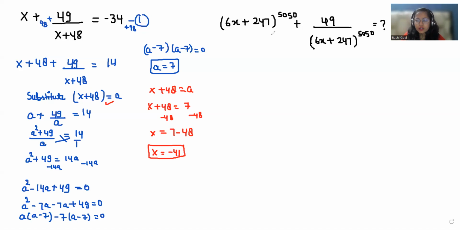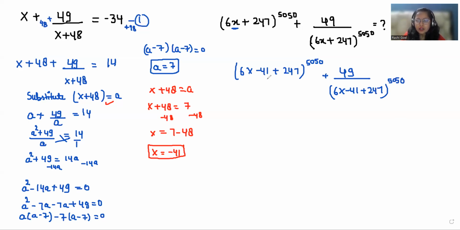Now we have to solve this. So I'm going to put -41 in place of x in this expression. So we can write it as (6 times -41 + 247)^5050 + 49/(6 times -41 + 247)^5050. Now, if we multiply this, we get (-246 + 247)^5050 + 49/(-246 + 247)^5050.